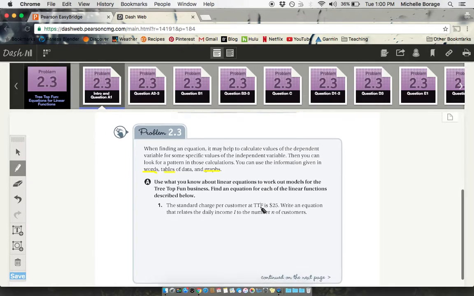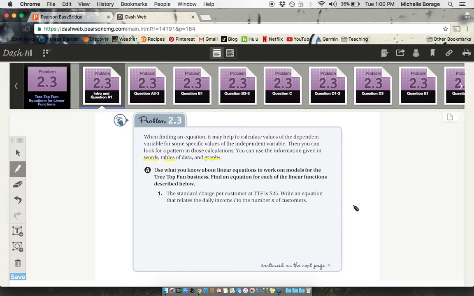So here's part A. It says use what you know about linear equations to work out models for the Treetop Fun business. Find an equation for each of the linear functions described below. So for all of these on part A, you're going to be writing an equation down. So on A1, it says the standard charge per customer at Treetop Fun is $25. Write an equation that relates the daily income I to the number N of customers. So what they mean when they say income I, and number N of customers, those are the letters they want you to use. They want you to use a capital I for income, and a lowercase n for customers.